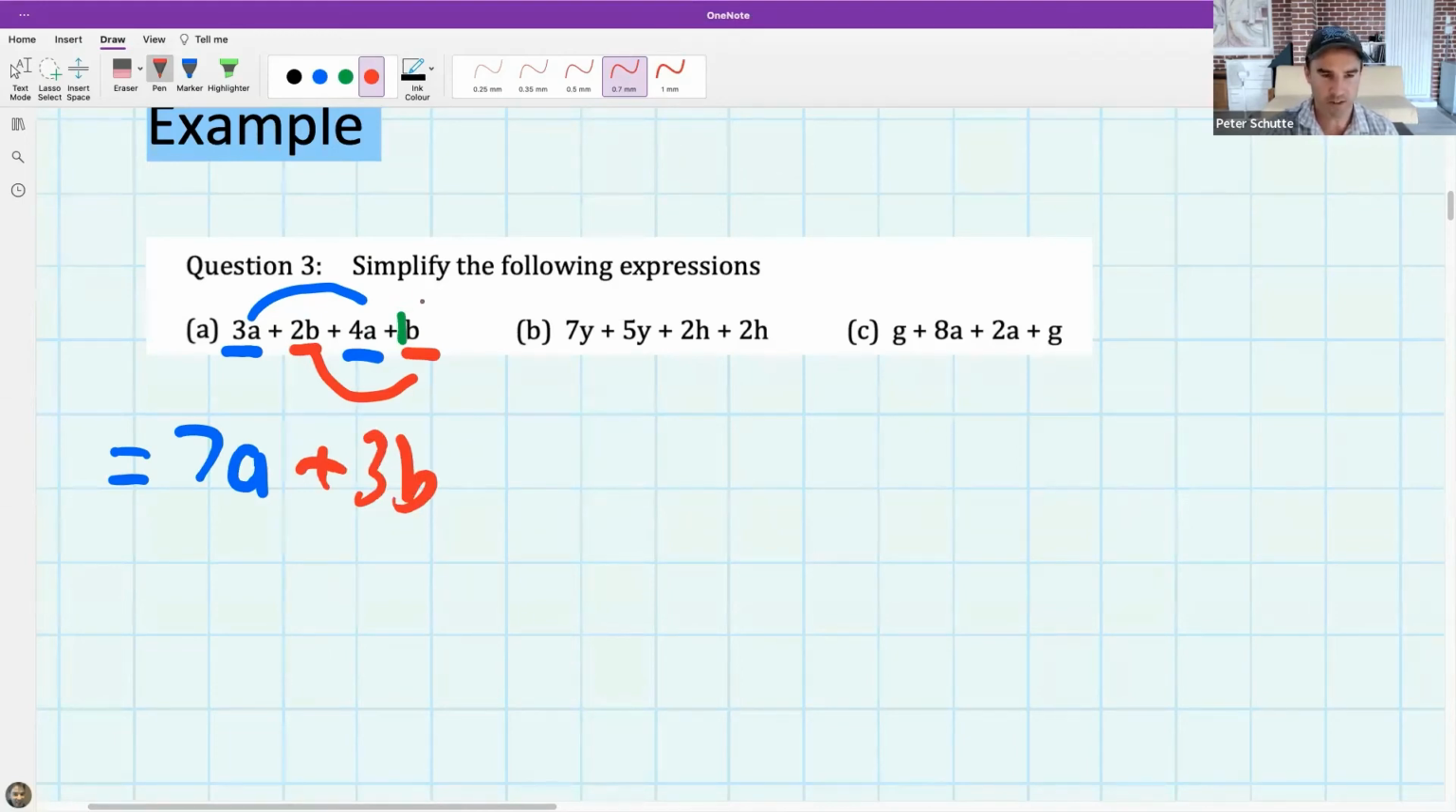For bonus points, what's the fancy word for the number in front of a variable? I haven't mentioned this yet, but I want to throw it in. There's a fancy word for the number in front of a variable. You can raise your hand or put it in the chat. Okay, Princess, I'm coming to you. What's the word for the number in front of the variable?